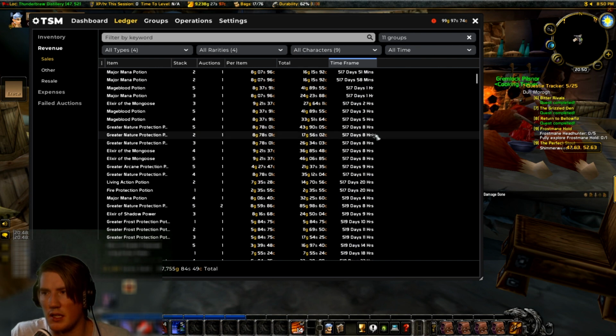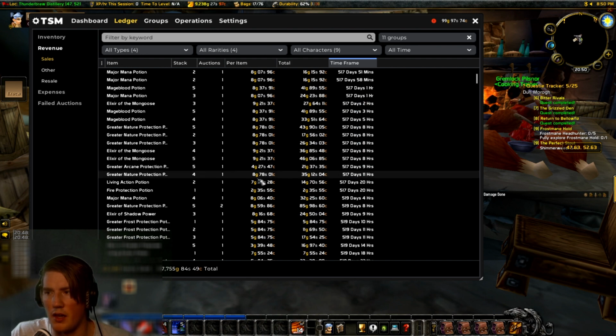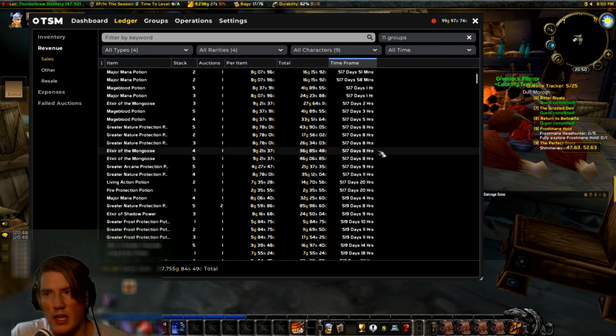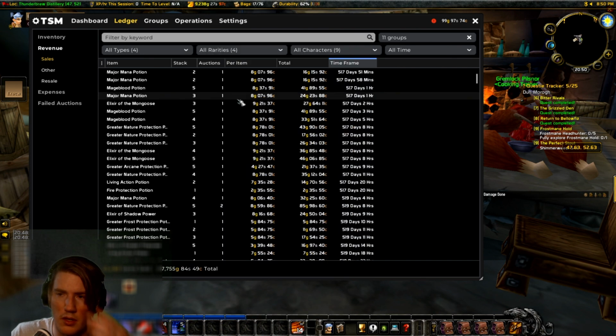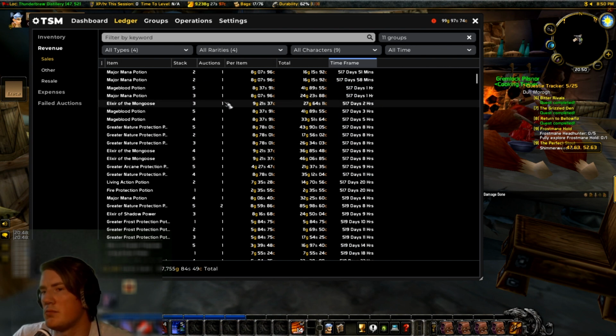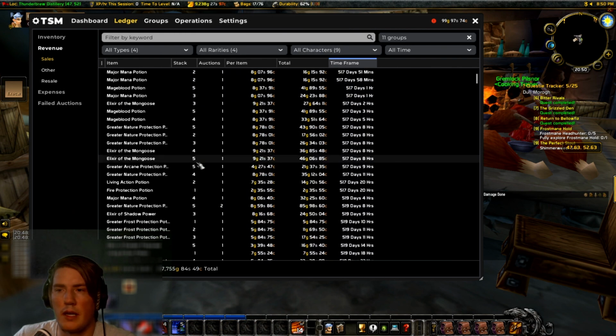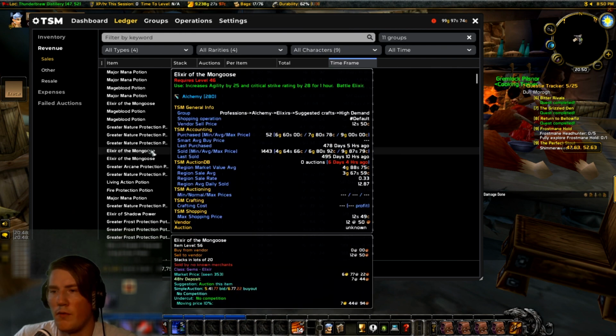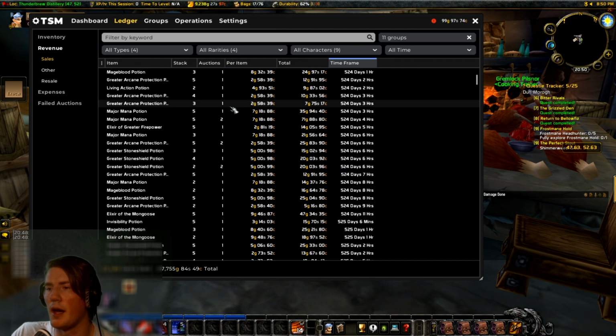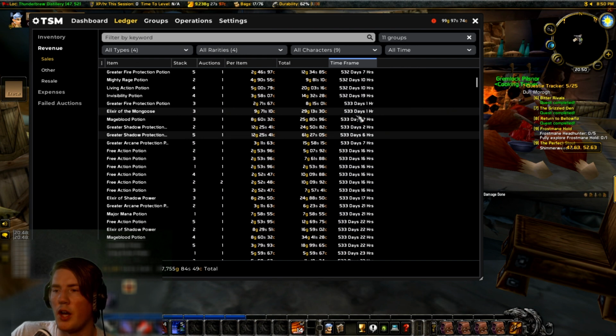And you can see this here, the same day, a huge number of posts. I did not do any cancel scanning. I literally just posted across a wide variety of stack sizes. So this day, there weren't that many Elixir of the Mongoose in stacks of 3, so someone bought my stack of 3. And they bought my stack of 4 and 5 for whatever reason. And well, the list goes on and on and on.